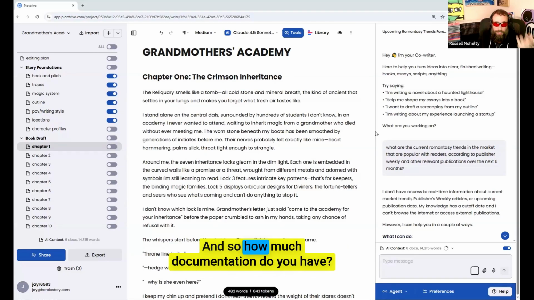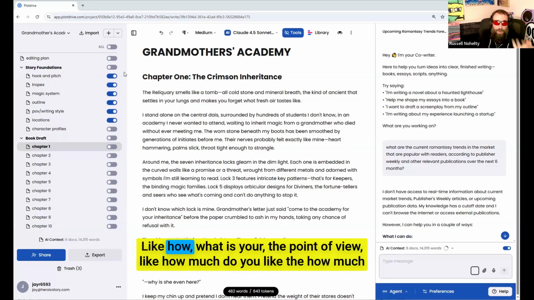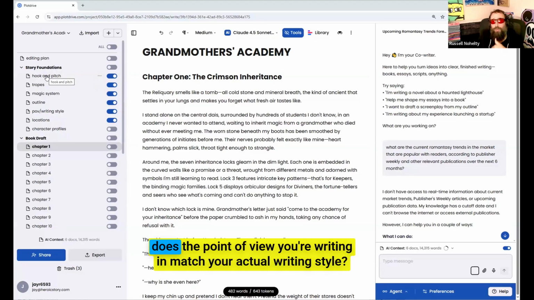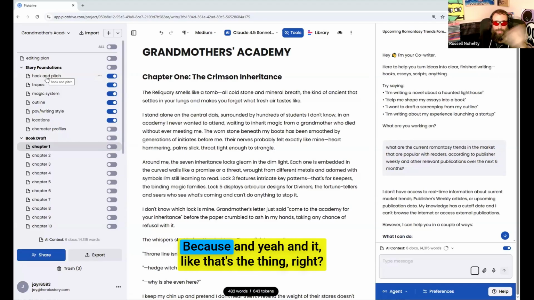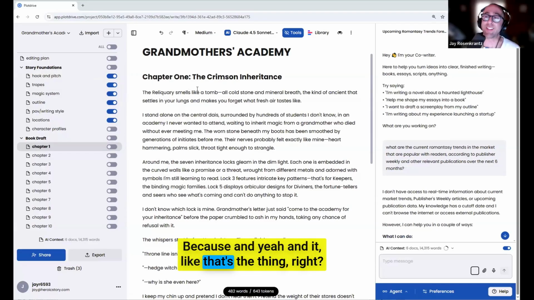And so how much documentation do you have? What is the point of view? How much does the point of view you're writing in match your actual writing style? And that's the thing, right?